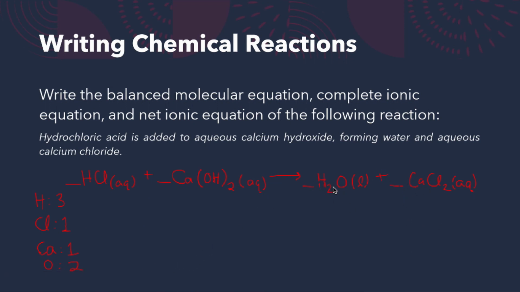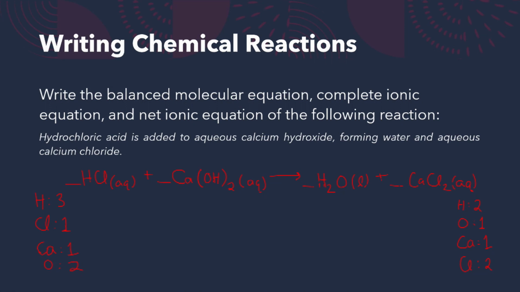All right, now let's look at this side. We have 2 hydrogens over here. We have 1 oxygen. We have 1 calcium, and we have 2 chloride anions. Okay, now let's see what is unbalanced and what is balanced. So we can see that the hydrogen, oxygen, and chloride anions are unbalanced.